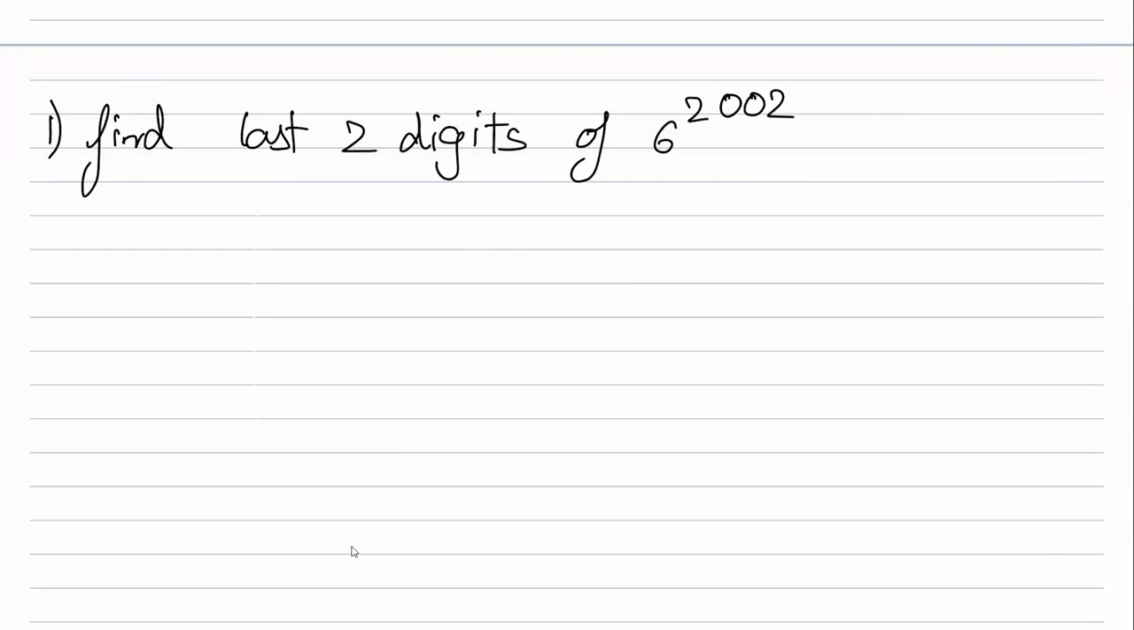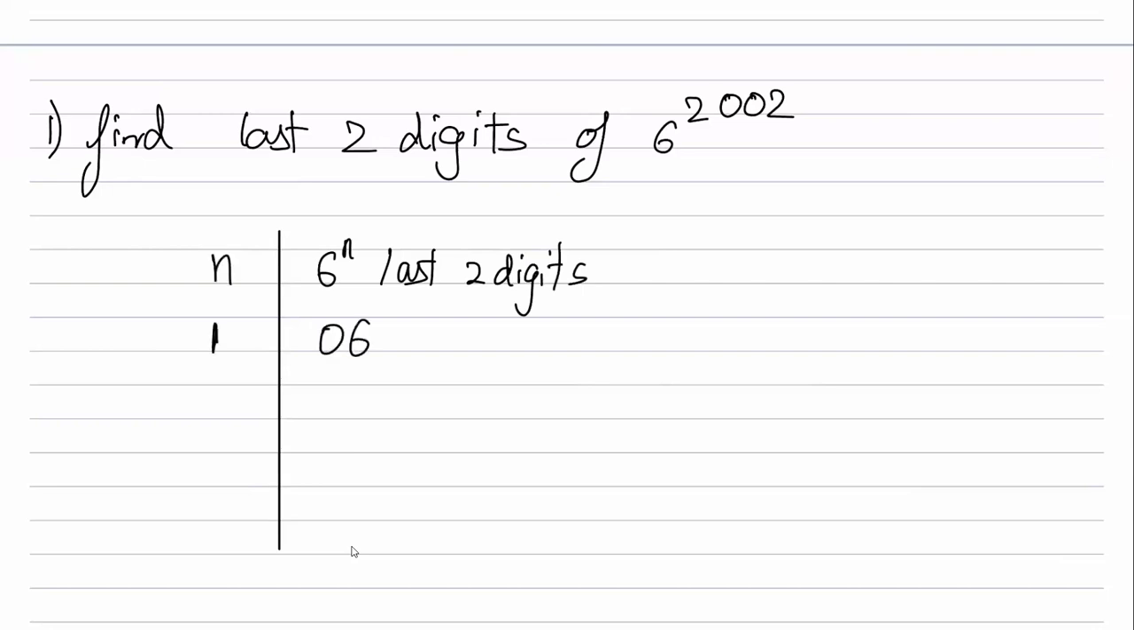Okay, there's an easy way to solve this question. I'll show you. I'll write what is 6 to the power n, last 2 digits, and here on the side I'll write n. So for n equal to 1, we have 06. Then for 2 we have 36. And for 3, 6 cube is what? 216, right? So I have 16. And then for 4, I don't need to multiply, but I know 6 to the power 4 is 1296.